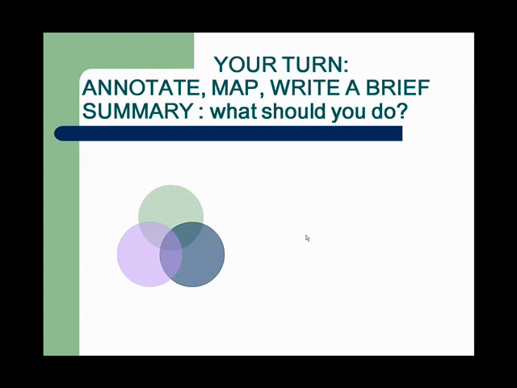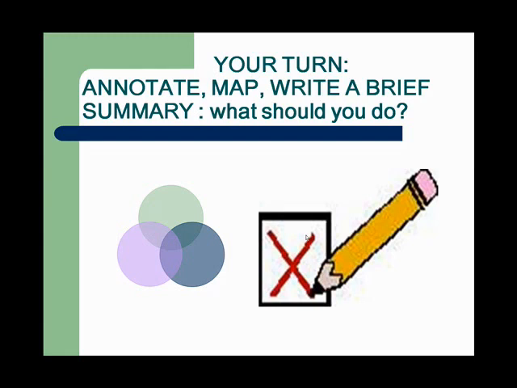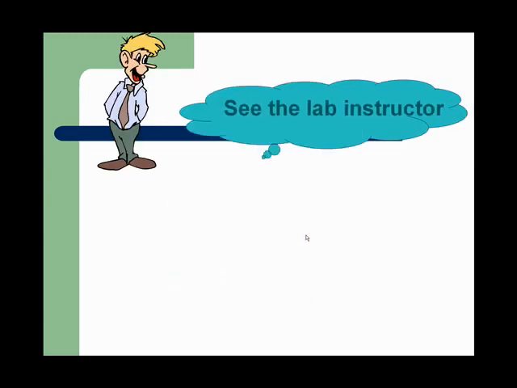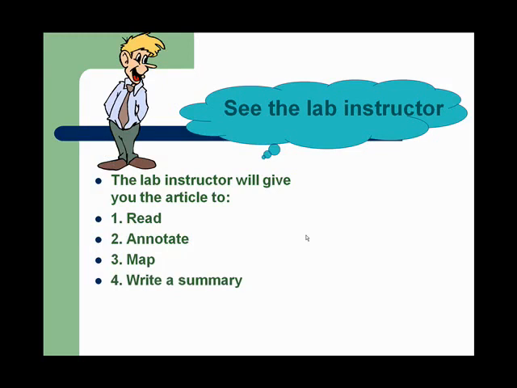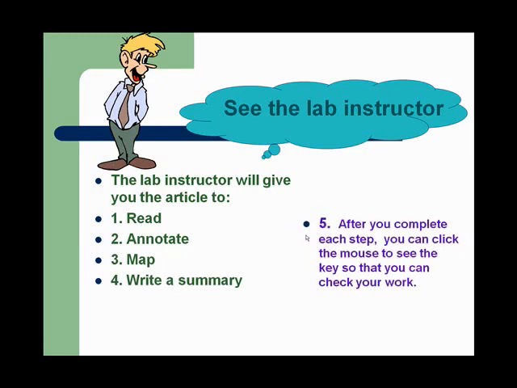Your turn. Annotate, map, write a brief summary. What should you do? See the lab instructor. The lab instructor will give you the article to read, annotate, map, write a summary. After you complete each step, you can click the mouse to see the key so that you can check your work.